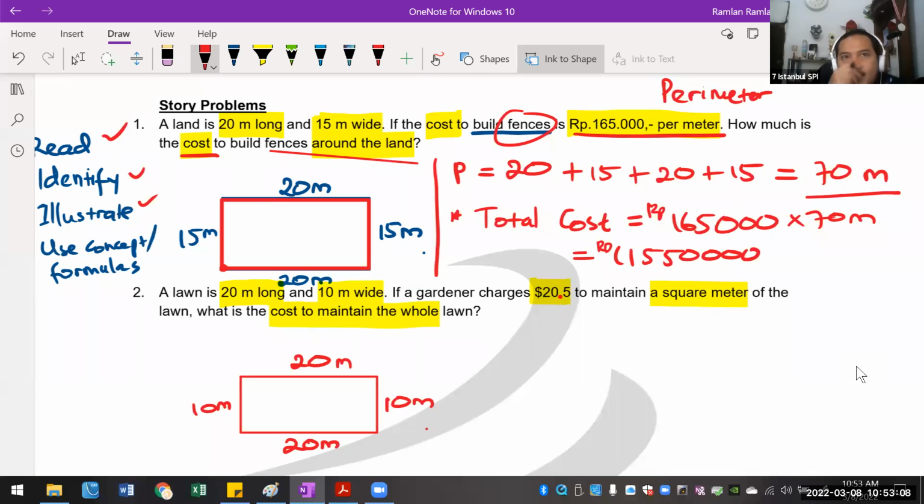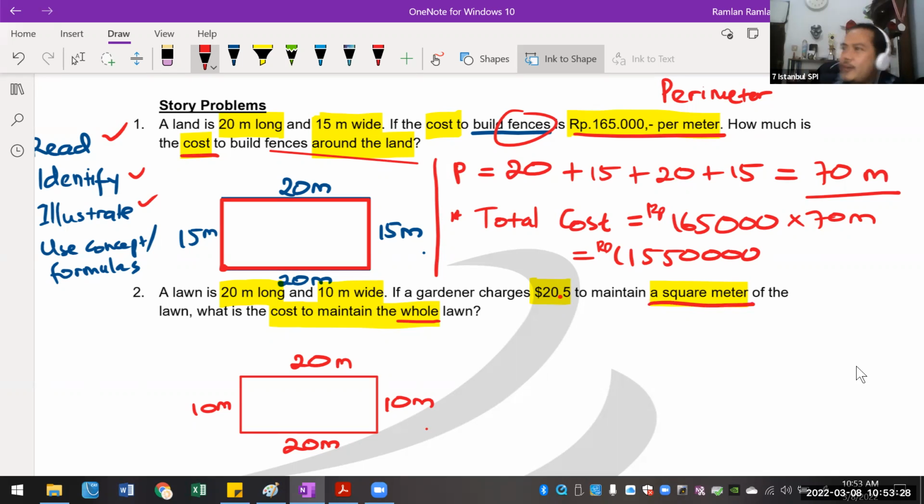Oke, ada lagi nggak keyword lain yang menandakan bahwa ini harus pakai area? Ya, betul, the whole lawn. Ada lagi satu lagi sebenarnya. Cynthia, gimana? Square meter. Iya, square meter. Okay guys, this is actually the keyword.